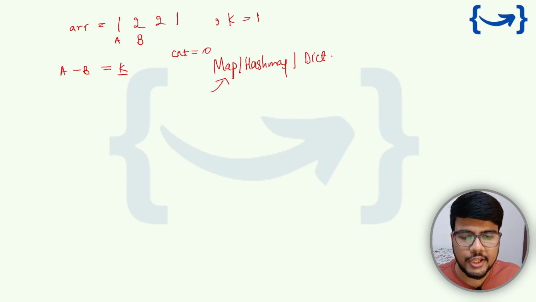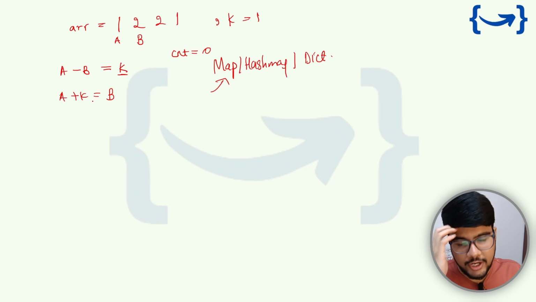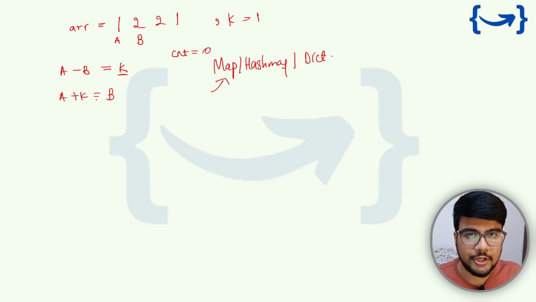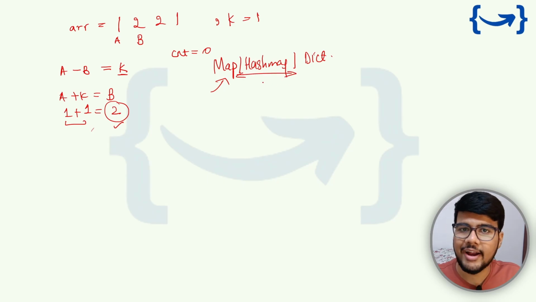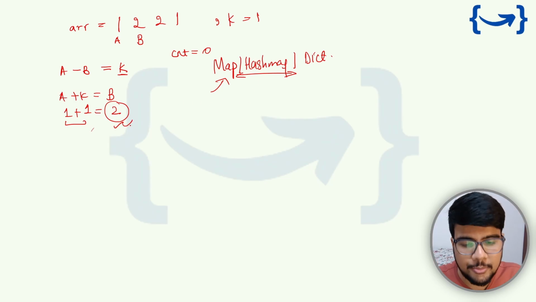Let's see how we can use a map in it. So A minus B equals k, we have. Now instead of performing this calculation, I will add my k to A and I will find B. What I mean to say is, let's say my A in this case is 1. What is k? k is also 1. So what is the sum of it? It is 2. So if 2 is present in my map, which means I am able to find one count. And also how many times that particular element B is repeated.